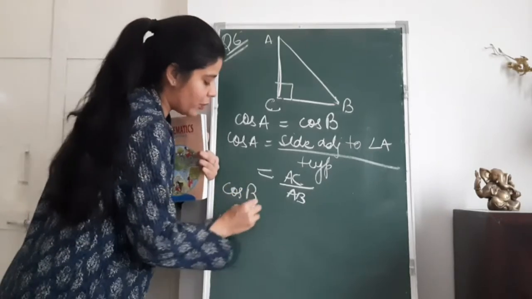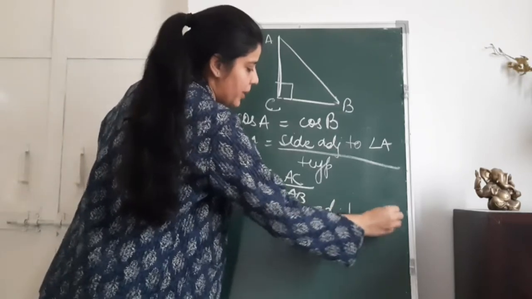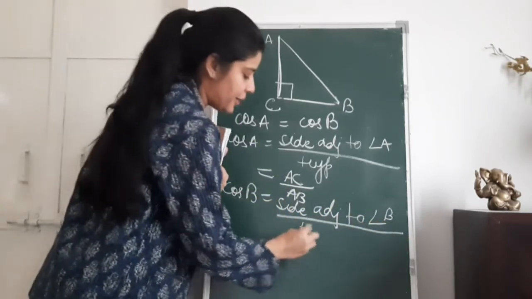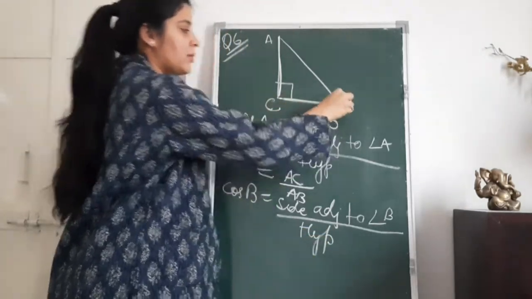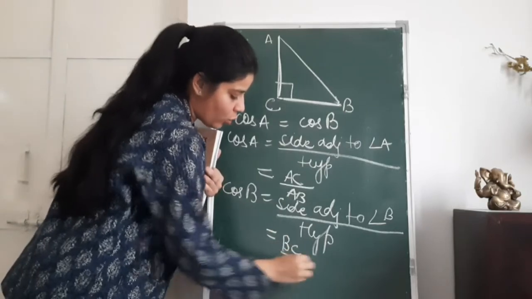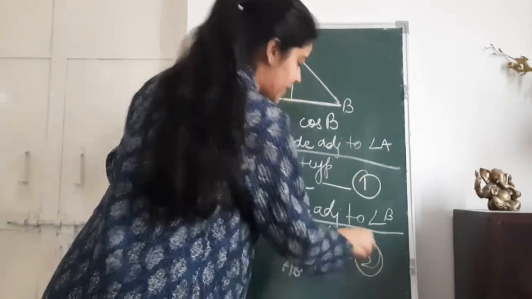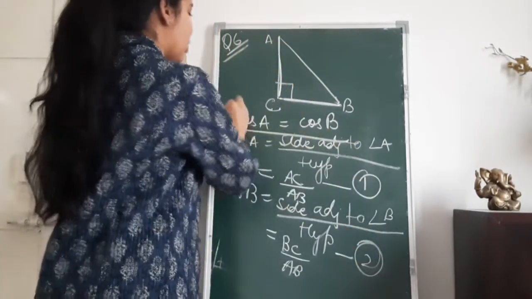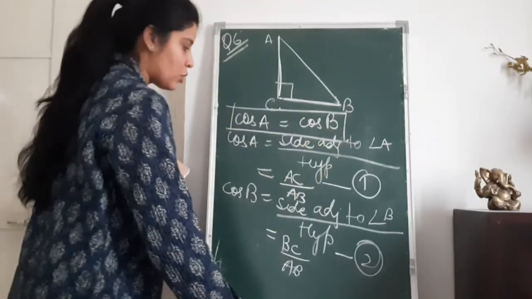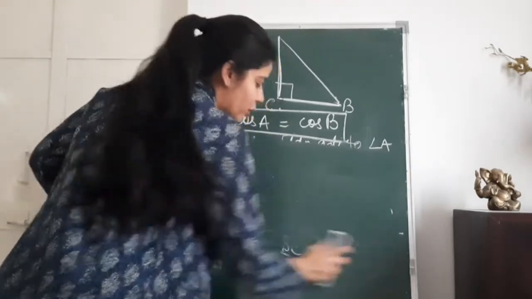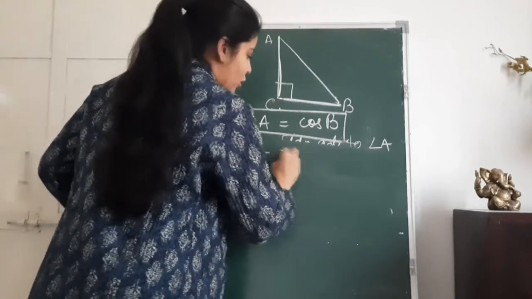What will cos B be equal to? Side adjacent to angle B upon hypotenuse. The side adjacent to angle B is BC, so BC over AB. Let this be first and let this be second. This is already given to us in the question: cos A is equal to cos B. So we'll equate first and second. We'll do AC by AB equal to BC by AB, because cos A is AC by AB and cos B is what?